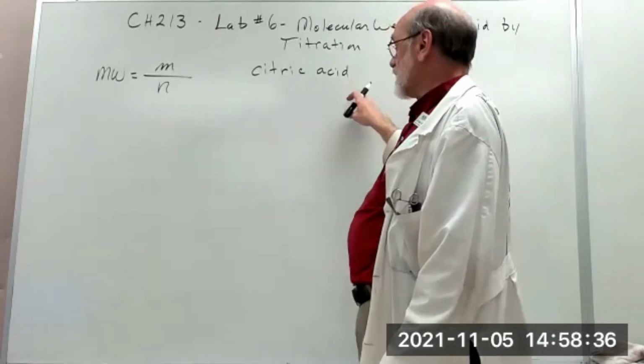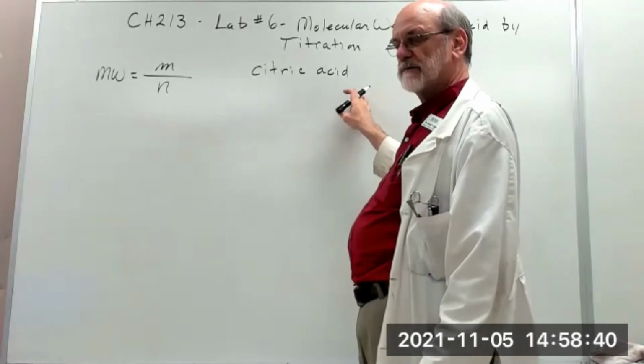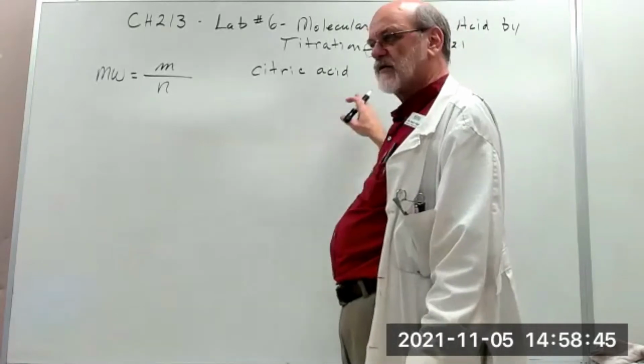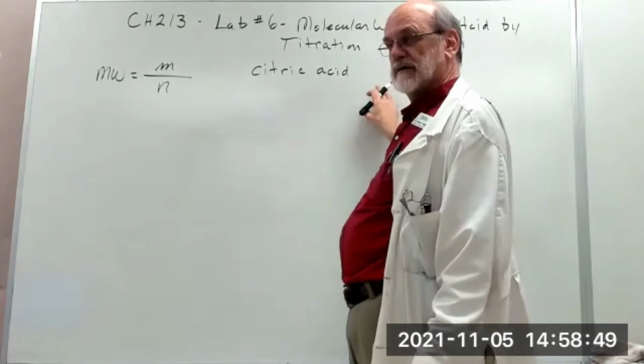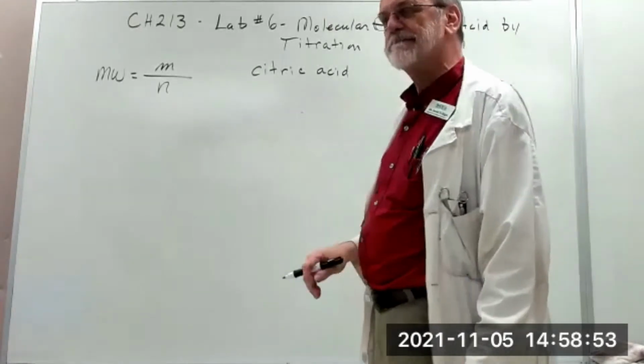Citric acid actually plays a central role in the biochemistry of all cells, our types of cells, plant cells, whatever. You may hear it later. It's called the citric acid cycle, also called the Krebs cycle.